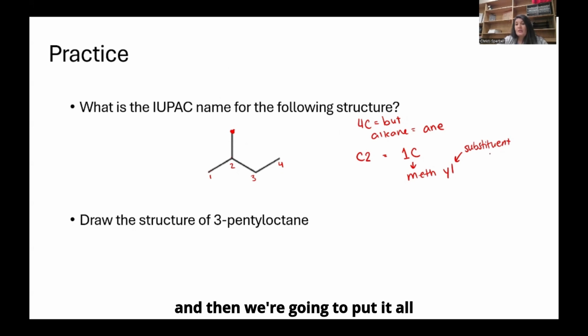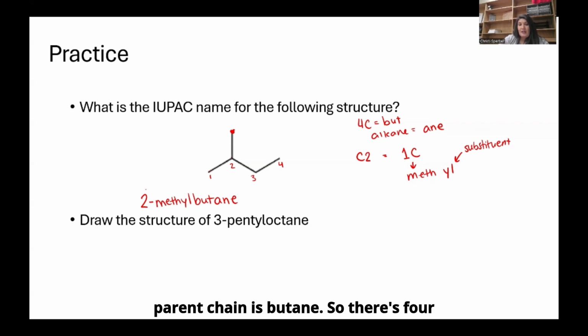And then we're going to put it all together. So what we do is we put our substituent first. We have to put a 2 to indicate where it is, so our locator number. So 2 dash, what kind of substituent it is, so 2-methyl. And then the parent chain name, butane. So there's a methyl group on carbon 2, and the parent chain is butane. So there's 4 carbons, and it's all single carbon single bonds.